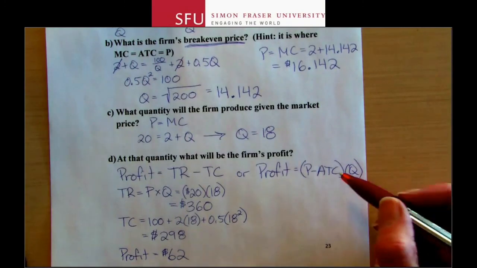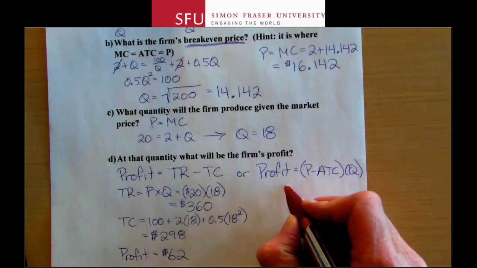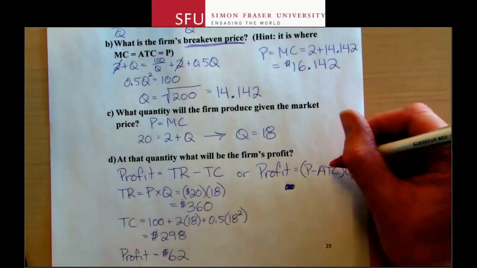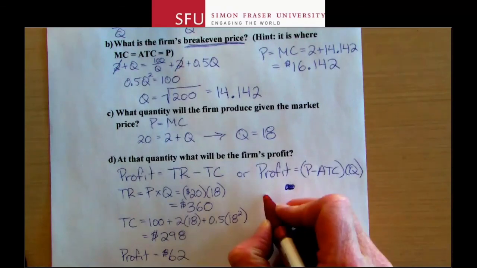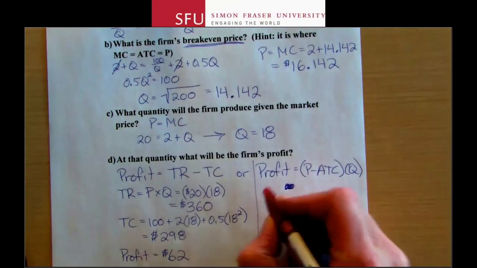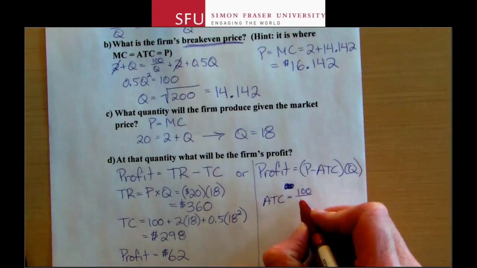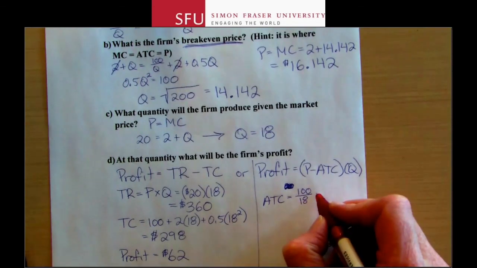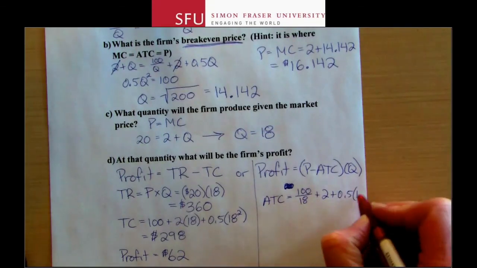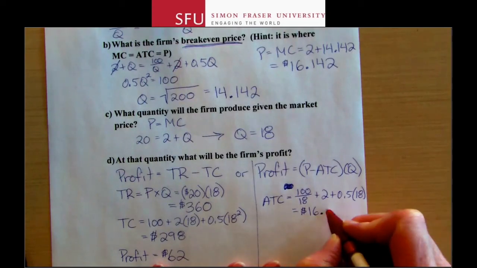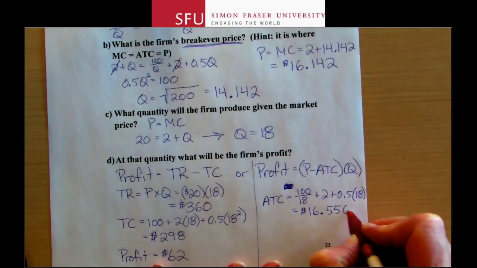And I'll just show you the other way though too, using this formula. So profit here, we take the, oh wait a minute. Actually, to do it this way, we know the price, we know the quantity, but we don't know the average total cost. So you would have to do that first. Let's draw a line. Okay, so average total cost formula, 100 over Q. Q is 18. Plus 2 plus 0.5 times 18. Okay, so that is 16.5555. So you can round up. I'll leave 3 decimal places there.